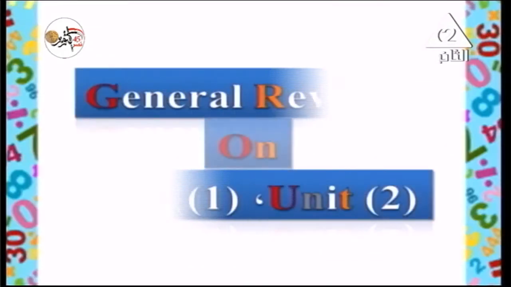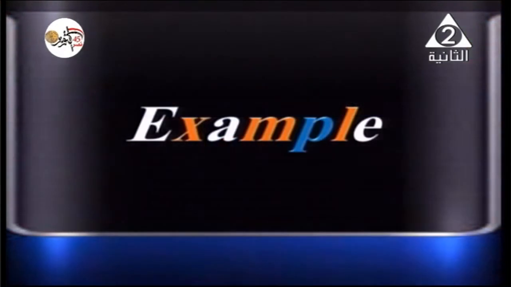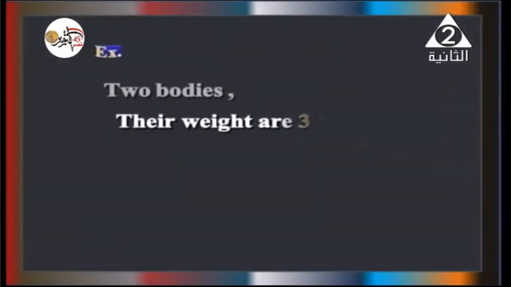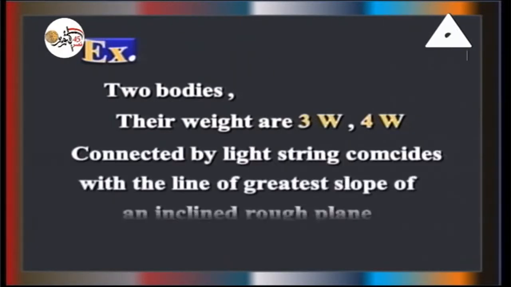My dear student, look at the first example. Two bodies, their weight are 3W, 4W, connected by light string coinciding with the line of the greatest slope of an inclined rough plane. My dear student, note that we have two bodies. The first, its weight 3W, second 4W, connected by light string coincide with the line of greatest slope of an inclined rough plane.